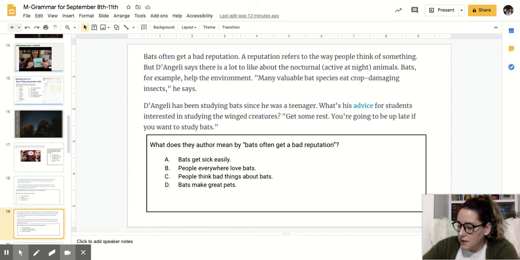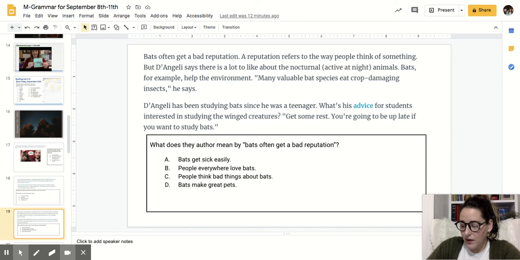No, I think I know my answer, so we've already read it. Let's go ahead and answer this question. What does the author mean by bats often get a bad reputation? This one might be a harder one for you guys. I think that you'll be good with it, but it is a little more tricky. I want you to highlight A, B, C, or D, whichever one you think is correct. You can pause the video if you need to. Then we're going to read our 5th paragraph anyways, even though we finished the questions.